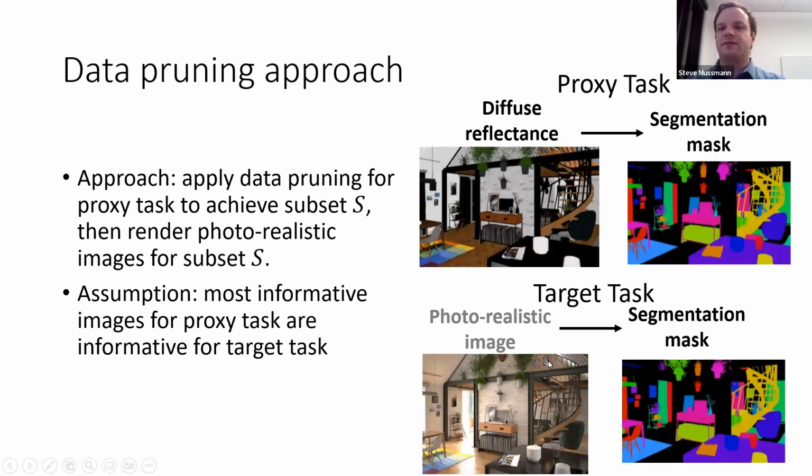So how does this convert to data pruning? It is via proxy tasks. We can apply data pruning for a proxy task to achieve a subset S. So we get, say, a diffuse reflectance image, which is a low quality, like 90s video game style image, to predict the segmentation task. And under the assumption that the most informative images for the proxy task are also informative for the target task, we only generate those images that were important for the proxy task when we have to generate the photorealistic images, which takes hours of compute.